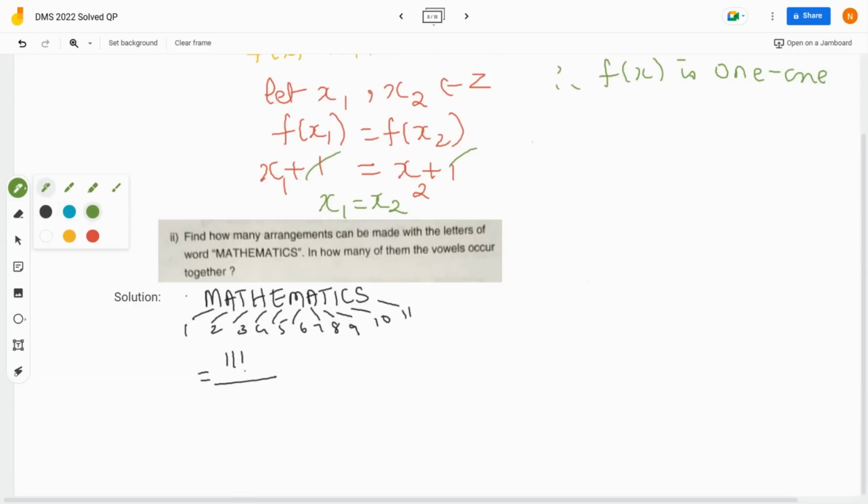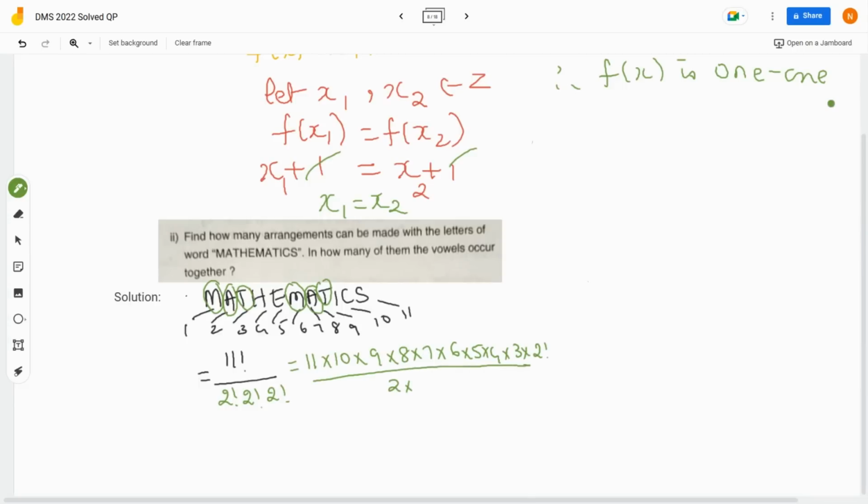We have to find the repetition of the letters. M is repeated 2 times, so 2 factorial. A is repeated 2 times, 2 factorial. Then T is repeated 2 times, 2 factorial. So it will be 11 into 10 into 9 into 8 into 7 into 6 into 5 into 4 into 3 into 2 factorial divided by 2 factorial into 2 factorial into 2 factorial. 2 factorial cancels, 2 twos are 4 and the 4 gets cancelled. If you multiply the values, we get the answer as 4989600. So this many ways we can arrange the word MATHEMATICS.